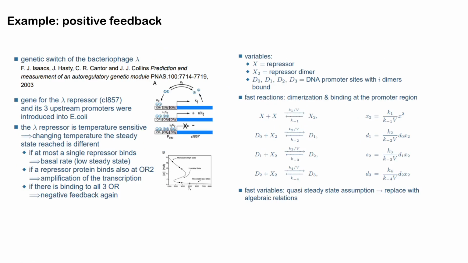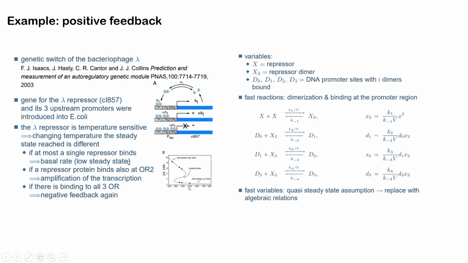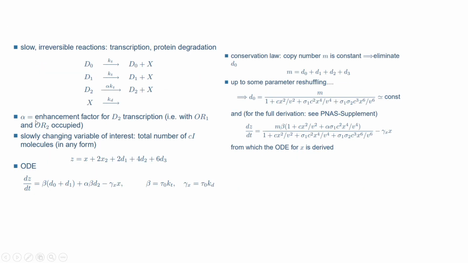Your D2 is the third site. The third OR3 site is D2, no, sorry. The D2 is the condition at which both OR1 and OR2 are occupied, meaning the second state, which will be the fastest. So alpha will be the enhancement factor, that amplification factor for the gene transcription to make it the fastest.